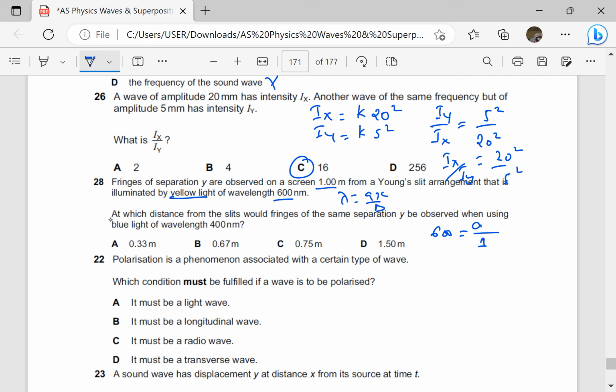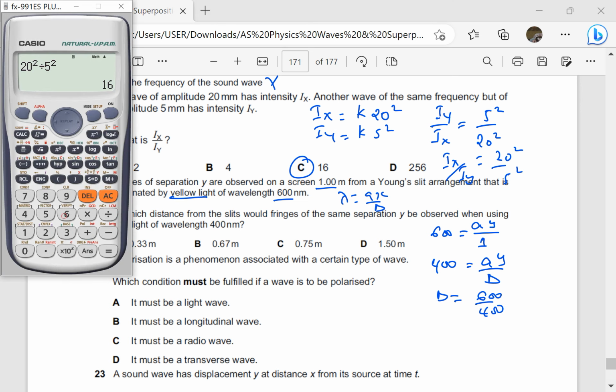And let the slit separation be A. Fringe separation is Y. For the second one, at which distance from the slits would fringes of the same separation Y be observed when using blue light? So blue light is wavelength 400. Slit separation is still A. Fringe separation is Y and the distance is D. We want to find D. So where there is AY, I will just put there 600. So I make D the subject. So D is simply going to be equal to 600 divided by 400. So that is 6 divided by 4, which is 1.5.